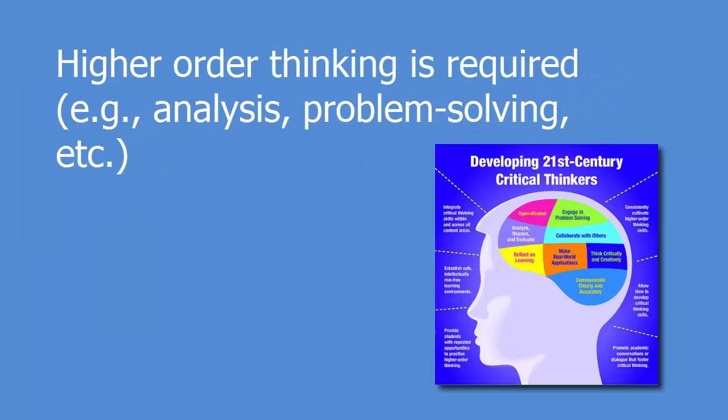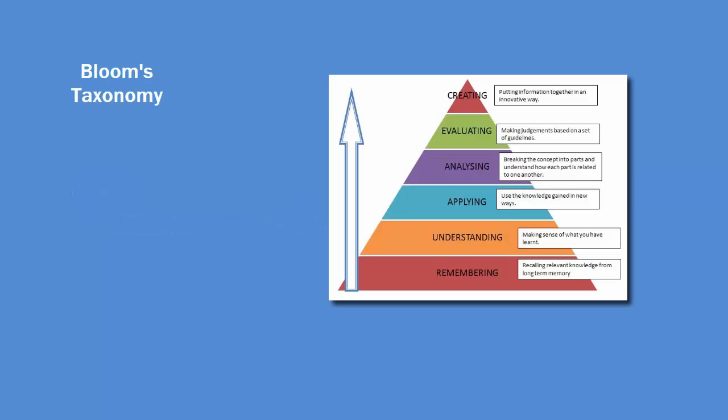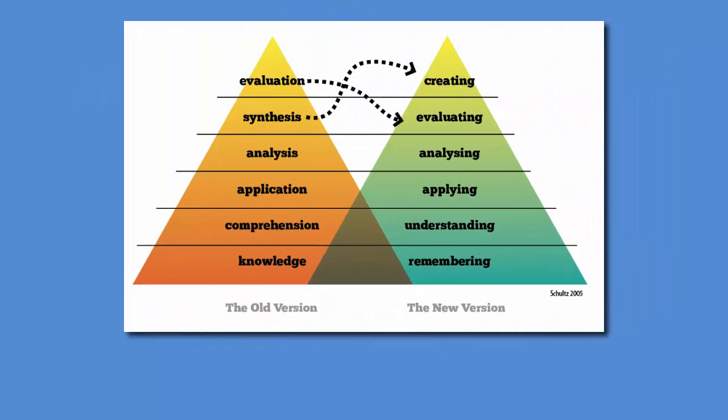Okay, on to the second point in the rubric. Higher order thinking is required. That is, analysis, problem solving, etc. So what exactly is higher order thinking in the context of an educational setting? Most of us have seen or used Bloom's taxonomy. Depending on when you started out teaching, you may have seen different versions of this tool. The taxonomy underwent some changes in the 90s to this version.